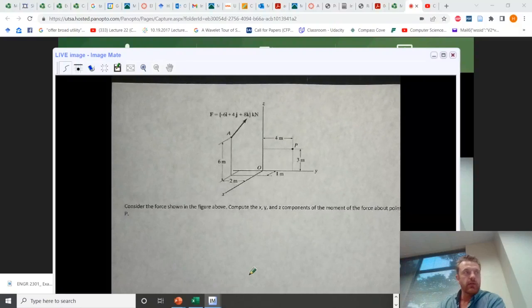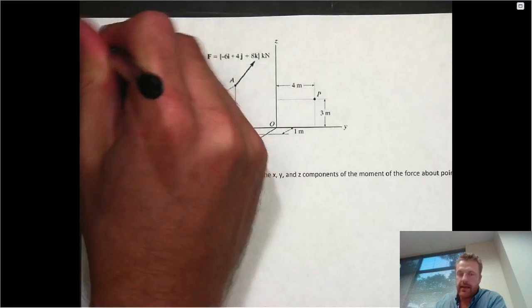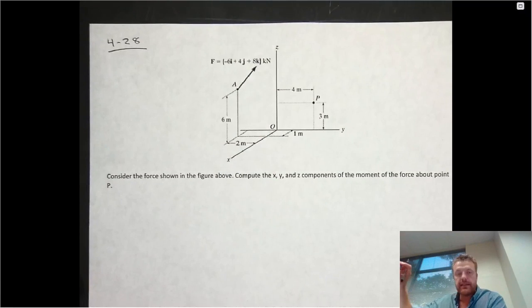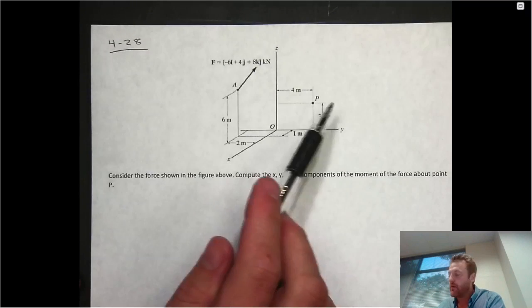So I wanted to do another homework example for you. This homework is problem 428. And the reason that I picked this along with problem 410 is it shows you the two different techniques that we spoke of how you can compute the moment of a force about a point.